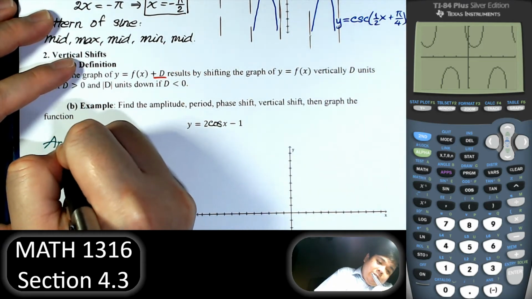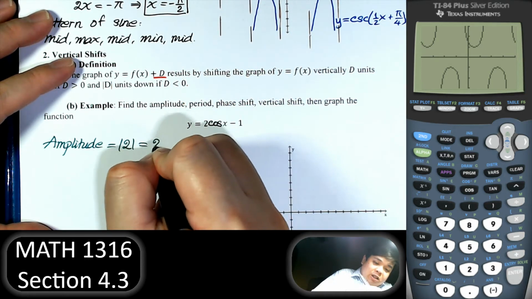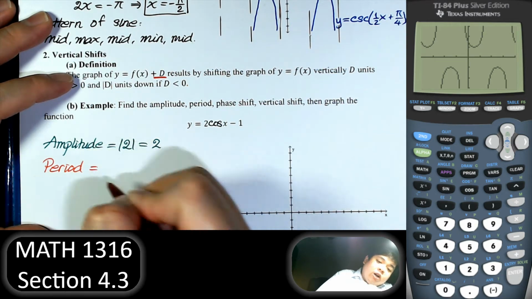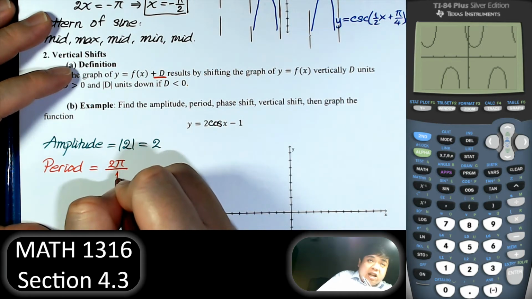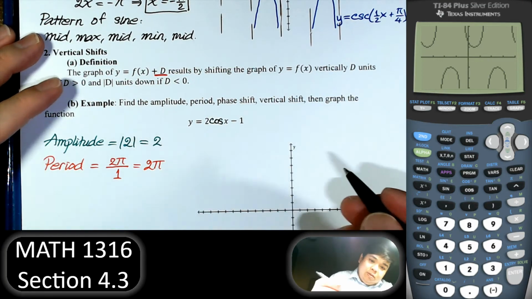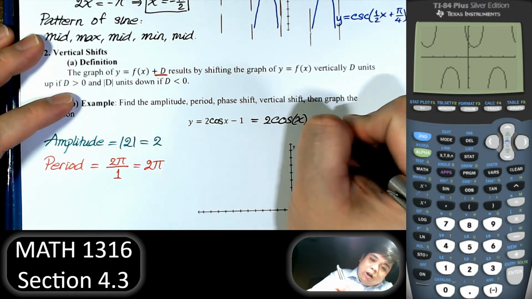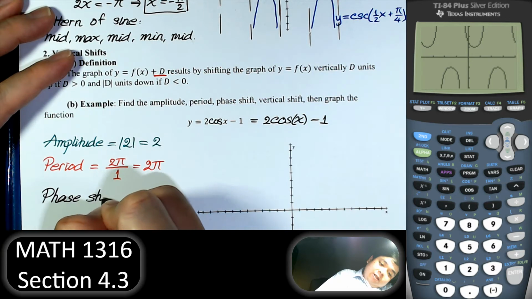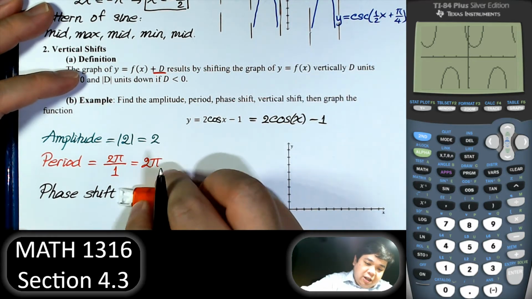Amplitude, which is the number in front of the function, 2. Absolute value of that, still 2. Period. For sine, cosine, that's where we start with 2 pi. And the coefficient of x, the number in front of x, there's none or just 1. So here it is 2 pi. The phase shift. By the way, this is 2 cosine of x, minus 1. The 1 is not inside the cosine. The phase shift is wherever we let the argument or the angle equal 0. So in this case, it's just x equal to 0.